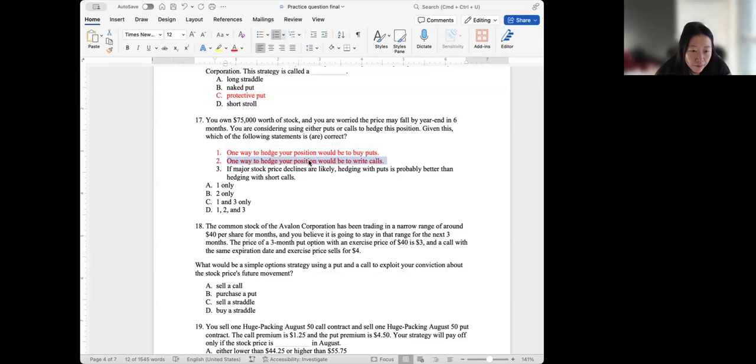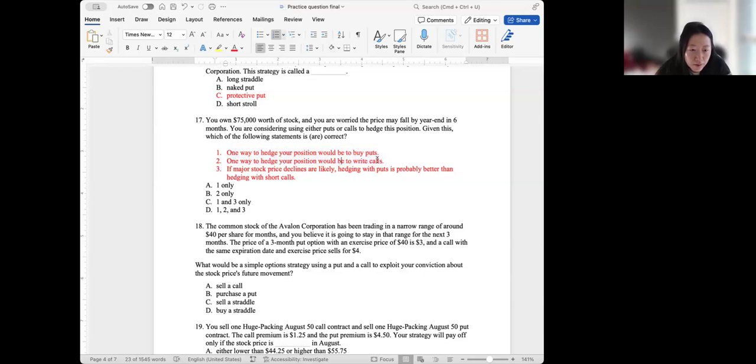This is called a covered call. A covered call will also generate profit if the stock price goes down. And this one, if major stock price declines are likely, hedging with puts is probably better than hedging with short calls. That is correct. Both strategies, protected put and covered call, let you make a profit out of the stock decline.